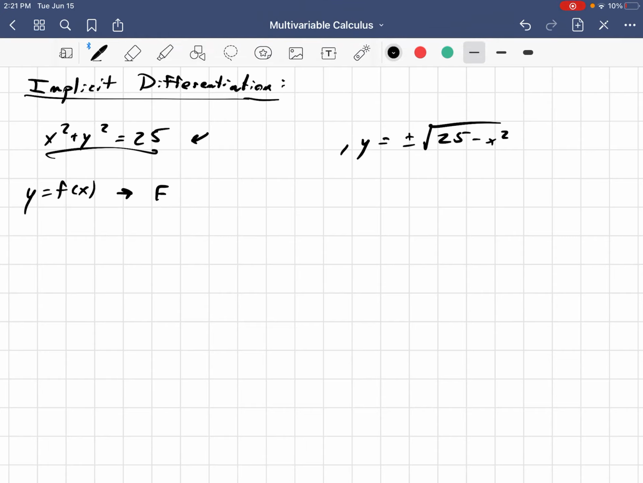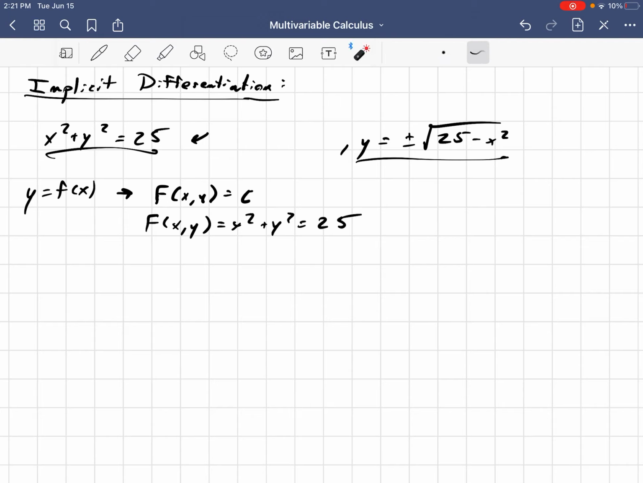So we're going to make this a different capital F of x comma y equal to some cross section at z equals c. In other words, it's set equal to a constant on one side. So on the one hand, y equals f of x. On the other hand, capital F of x, y equals x squared plus y squared equals 25.